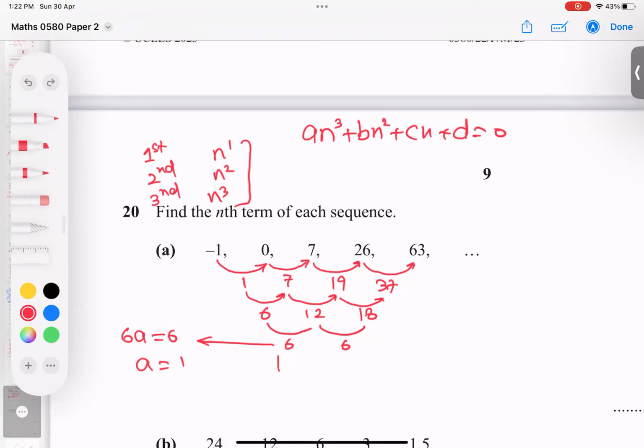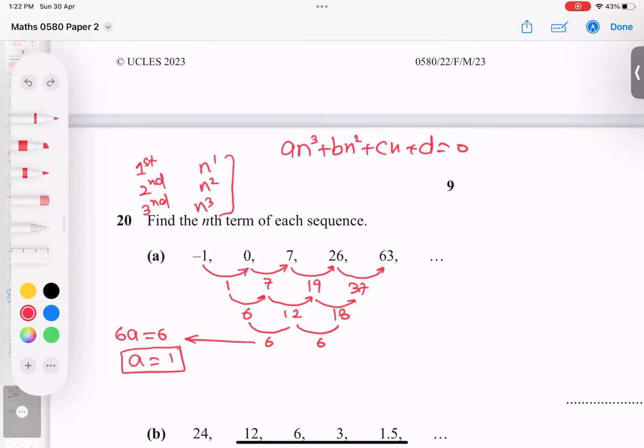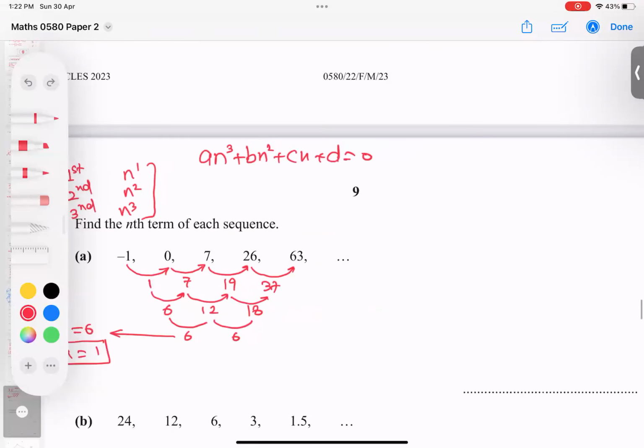So anyway, I hope the point is clear. I got a value of 1, so understood that a value is 1. So it means the answer is n cubed. So let's do it now finally. This is just a check. You show this to the examiner or don't show, no problem at all. Now I'm writing -1, then 0, then 7, then 26, and then n.